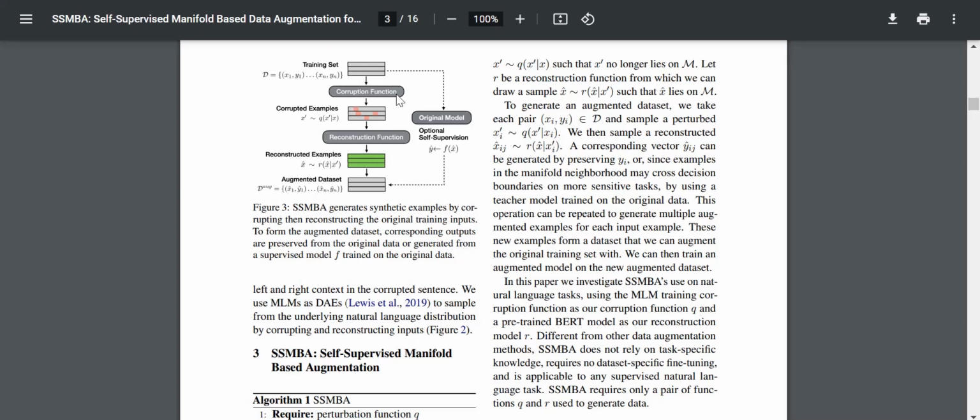inputs. So for a training set, you corrupt the examples, then you use the reconstruction function to reconstruct examples, and now you have the augmented data set, which is basically your training set plus your augmented data set. So now your total set would be your training set plus your augmented data set.